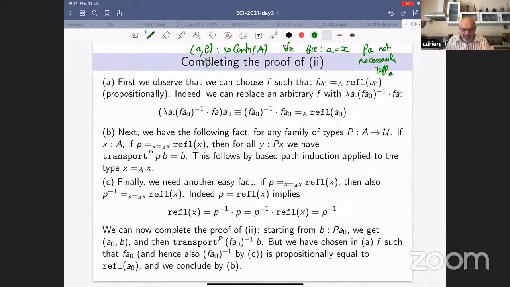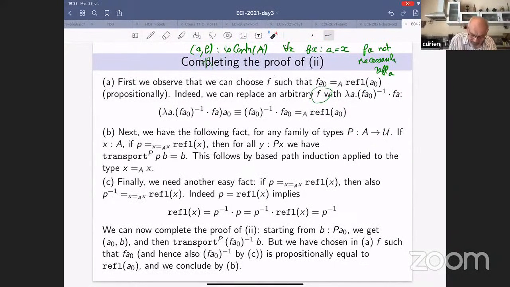But we can make some kind of change of base. So suppose I have a function f. I can define a new function out of f, which is written here. Let me call it f prime, which takes an element a and returns fa prefixed with the path fa0 minus 1. And this new function f prime will satisfy this requirement.